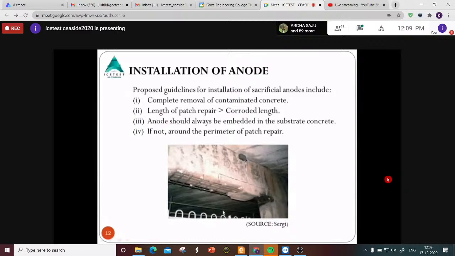Some installation guidelines are as follows. One is the complete removal of the contaminated concrete all around the rebars to ensure a sustainable repair. The second one is that the length of the patch should be greater than the corroded length of the rebar. This is to guarantee the load capacity of the patch. The third one is that the embedment of the sacrificial anode should be in the substrate concrete and not in the patch area or the repair area. If it cannot be done, it should be around the perimeter of the patch, as shown in this figure.